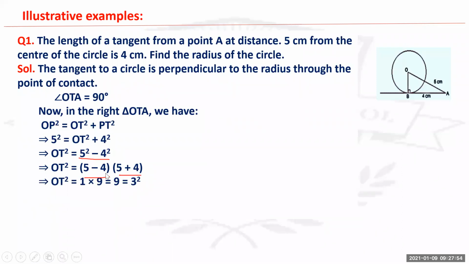So you'll get that 5 minus 4 is 1, 5 plus 4 is 9. So 1 into 9 equals 9. So that equals 3 square. So OT equals 3. Thus the radius of the circle is 3 centimeters.